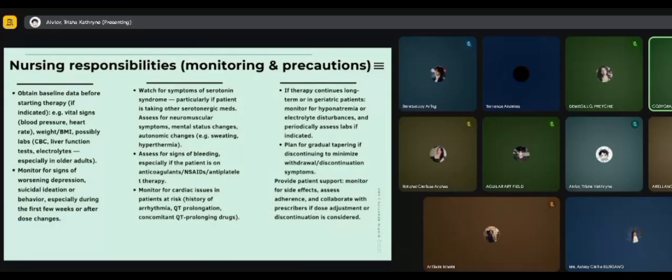and monitoring cardiac issues such as palpitations, QT prolongation, or blood pressure changes, and assessing electrolyte levels in older adults because hyponatremia can occur due to SIADH, and ensuring the medication is tapered slowly if it needs to be discontinued to prevent withdrawal symptoms like headache, irritability, dizziness, or flu-like sensation.